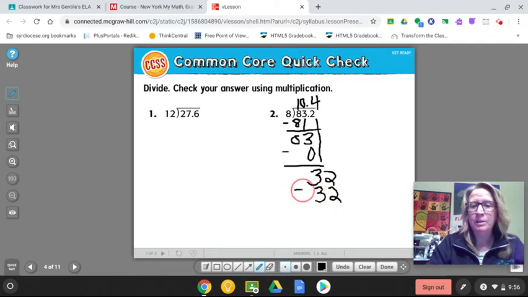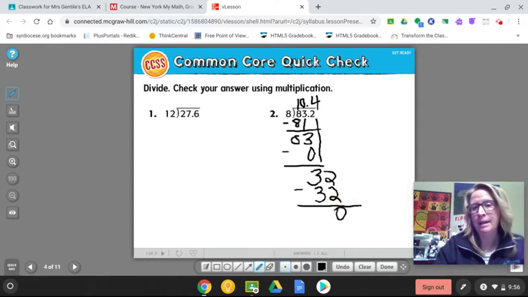And I do my subtraction. Okay, 32 take away 32 equals 0. And then I have 10 and 4 tenths as a quotient. Well, it tells me to check my answer using multiplication. So what I'm going to do is right over here I'm going to multiply 10 and 4 tenths. Let's see if I can get it this time.